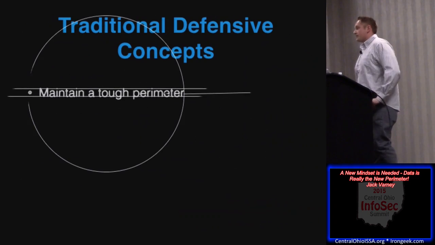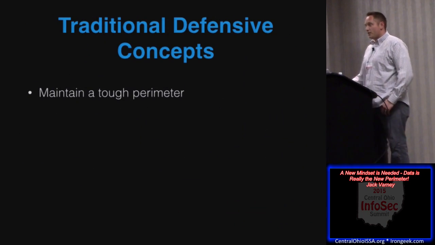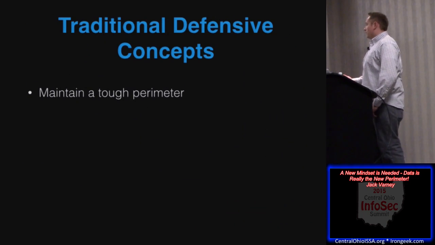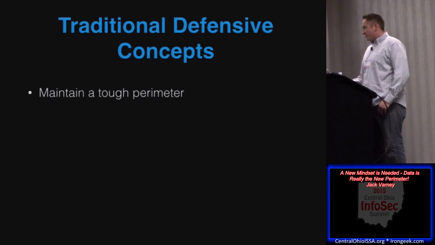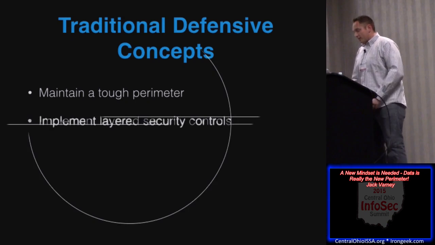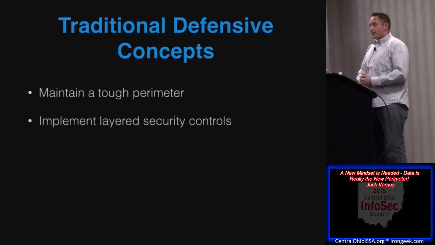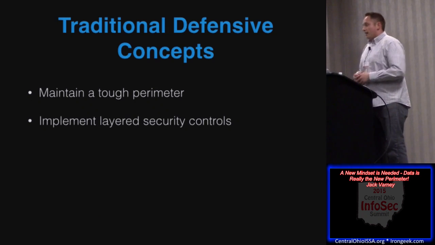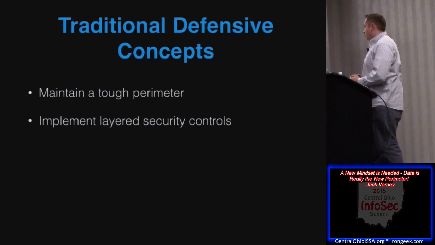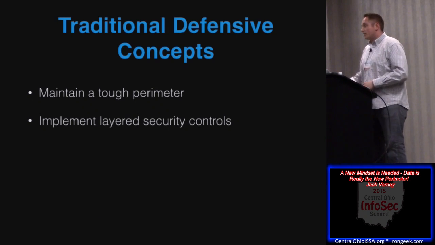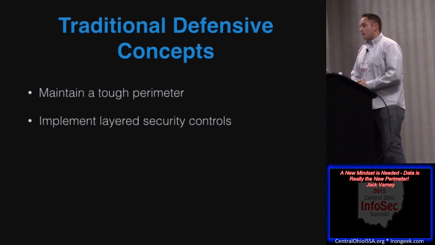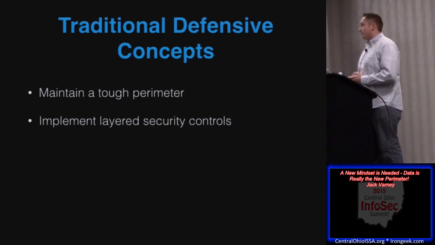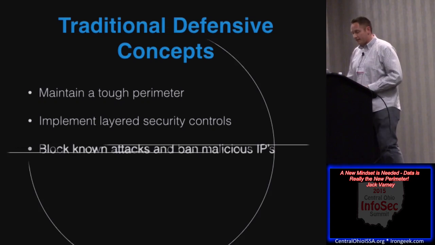So, first I want to talk about some traditional defensive concepts. So this is just very high level, what a lot of us are doing right now. Maintain a tough perimeter. We want to actually protect our organization from outsiders, right? Keep them out. We also want to implement layered security controls. Of course, we have to have IDS, IPS, AV, host-based monitoring, all the different layers that you can put in place, essentially, and they're all very critical. And that's what we're all doing, but are we using them properly? Are each of these layers able to talk to all the other layers? And that's kind of what I want to dive into today.